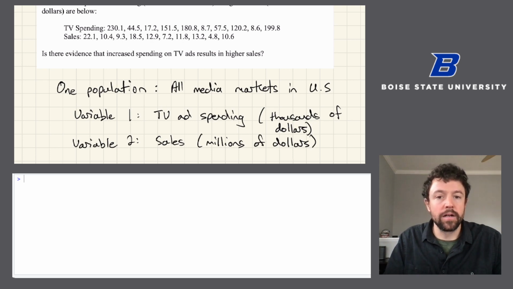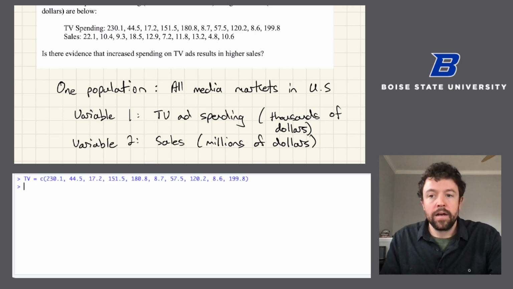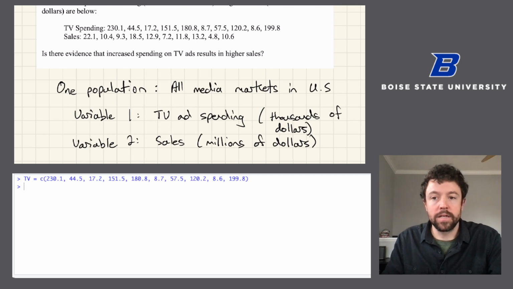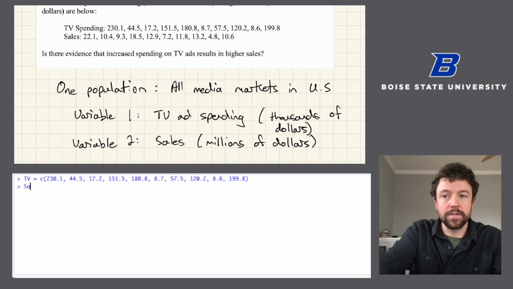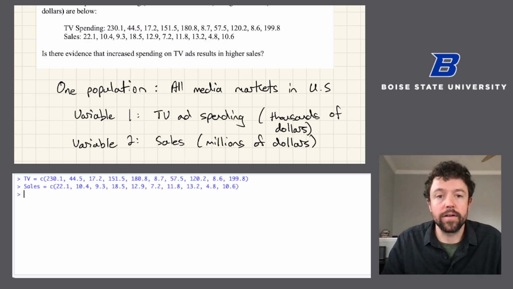Okay, so I have this as a comma separated list, so I'm going to copy and paste it into R. So let's get our TV spending entered. I'll call this variable TV. It's always good to choose variable names that remind you what the variable is. And then I'll copy and paste this sales variable, and I'll call it sales. So now that I have these numbers entered into R, the first thing I'm going to do is make a scatter plot of these two variables.